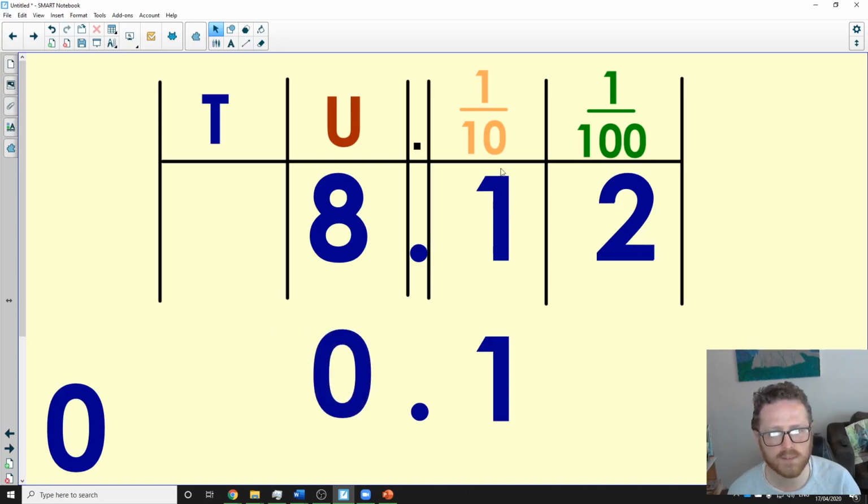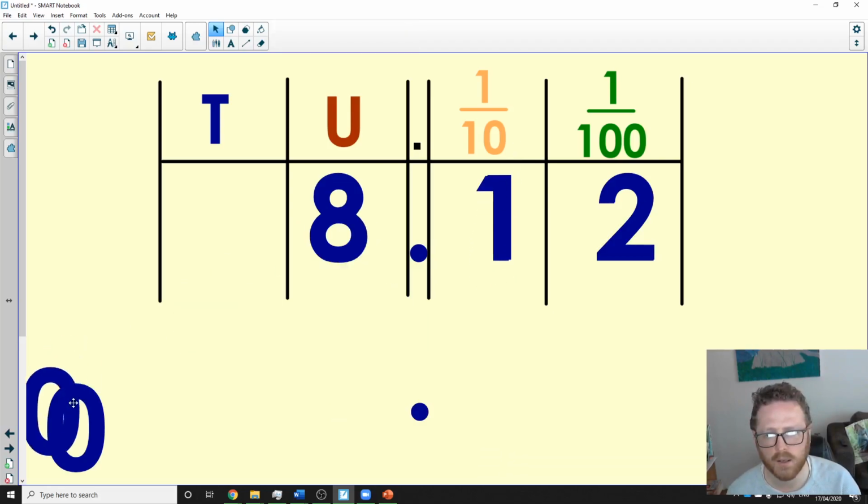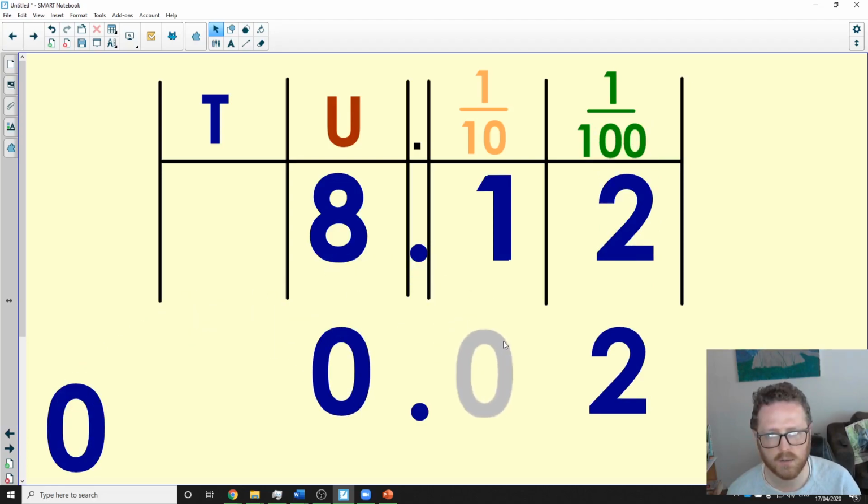So my 1/10 is actually worth 0.1, okay? Now I'm going to put this back. And my 2/100ths, this looks like this. So my 2/100ths are actually 0.02, my 1/10 is 0.1, and my 8 units is 8. So altogether, I have 8.12. So that means I've got 8 units, 1/10, and 2/100ths.